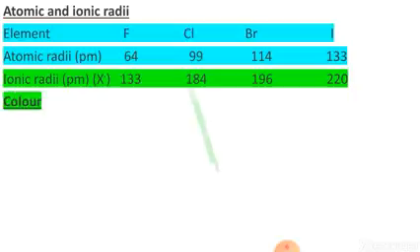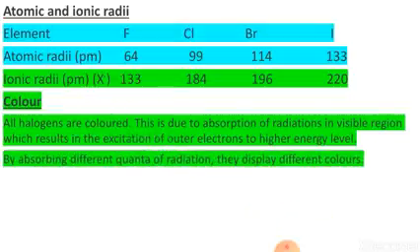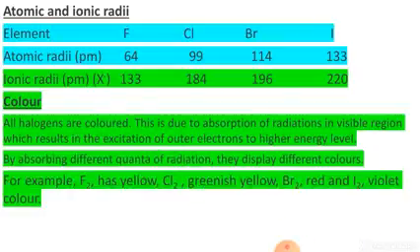Now dear students, next is color. All halogens are colored. This is due to absorption of radiation in the visible region, which results in the excitation of outer electrons to a higher energy level. By absorbing different quanta of radiation, they display different colors. Fluorine has a light yellow color, chlorine is greenish yellow, bromine is reddish, and iodine is violet. Some more things you have to note about the color.